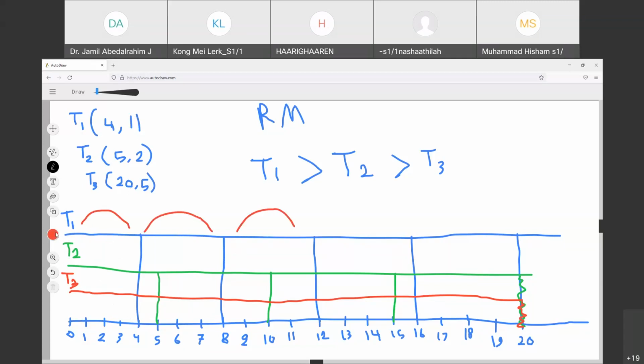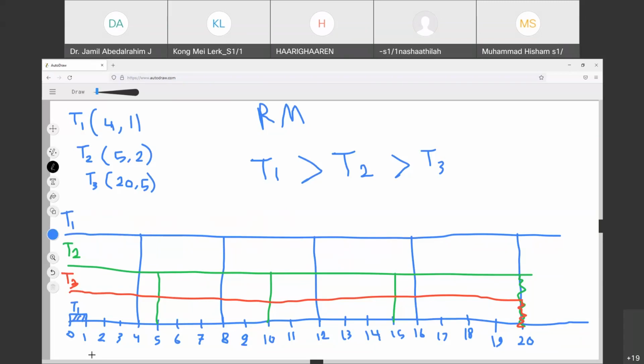For task 2, in this period we need to execute 2 units. In this period, we need to execute 2 units, and so on. Okay, so we execute that 1 unit of task 1. Done. We are done with the first unit of the first period.